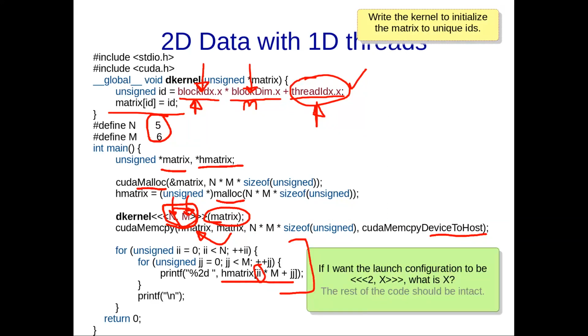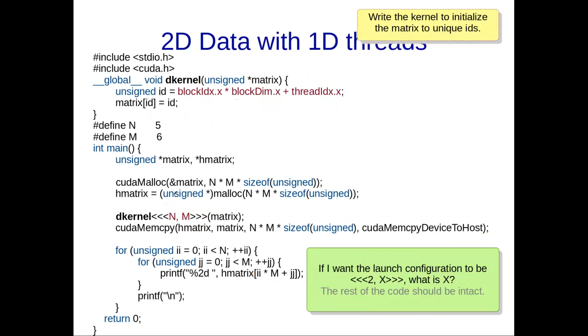Okay, if I want to launch this as 2, x, what should the x be? There is a question, how the n, m will be mapped between block ID and thread ID. So if you are launching this kernel with n, m, the block ID is going to go from 0 to n minus 1, and the thread ID is going to go from 0 to m minus 1. Right? So if I have to launch it with 2, x, the x needs to be m into n by 2. Therefore, the total number of threads is going to become m into n.